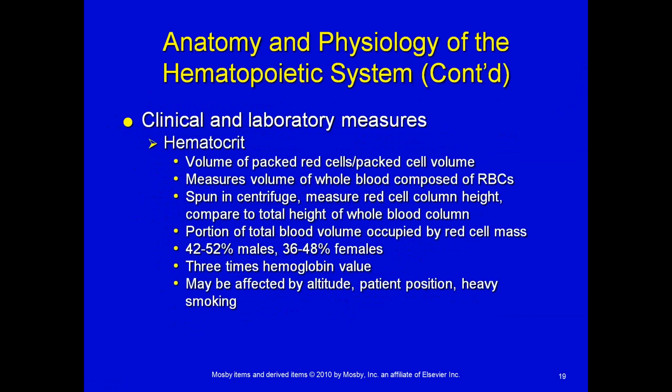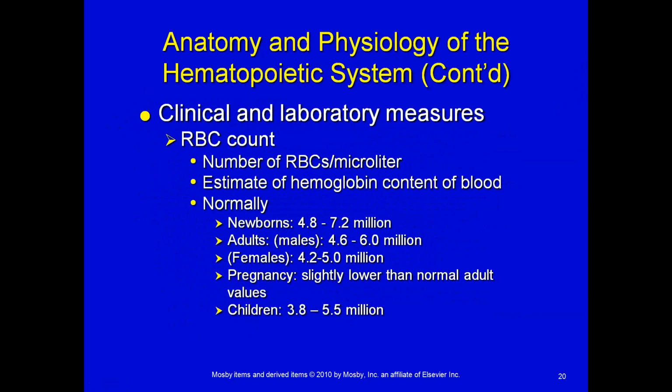Red cell production may be affected by altitude. At higher altitudes, you have a tendency to produce more red cells. In heavy smokers, there's also a tendency to produce more red cells, and that's because of the chronic hypoxia in both high altitudes and in heavy smokers.